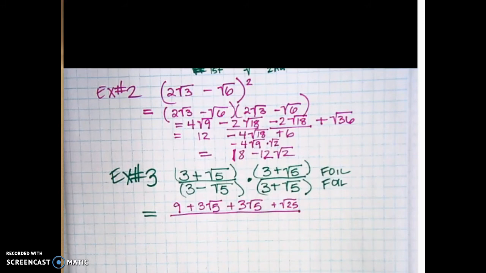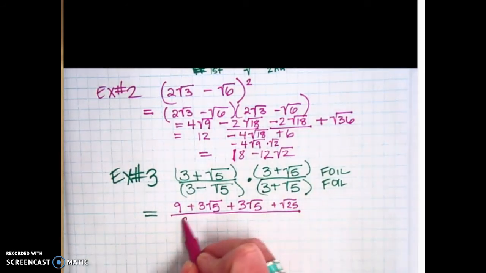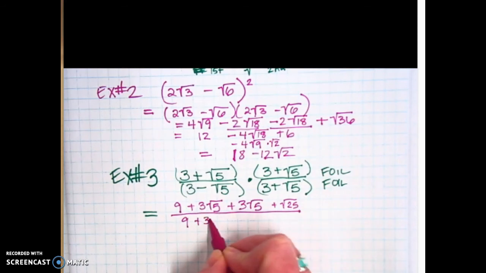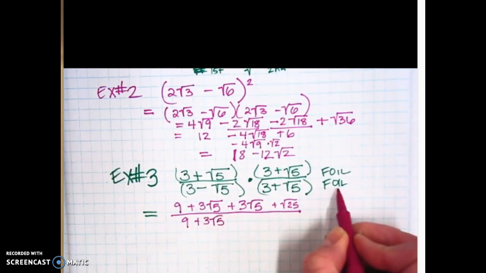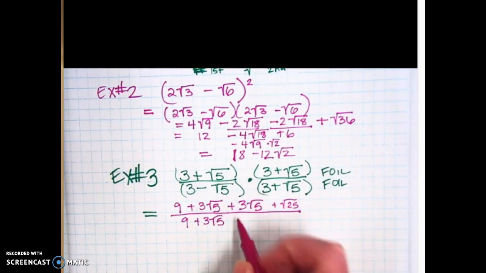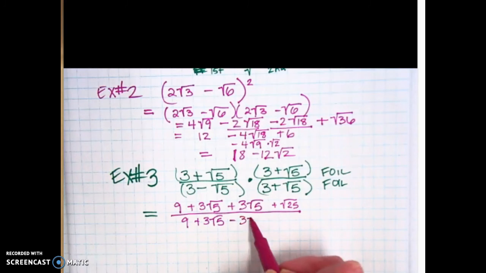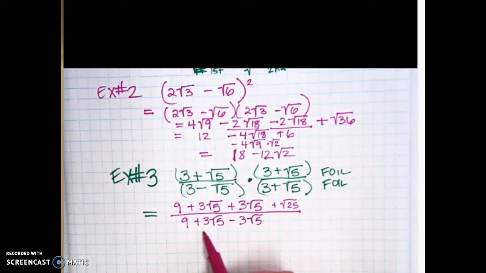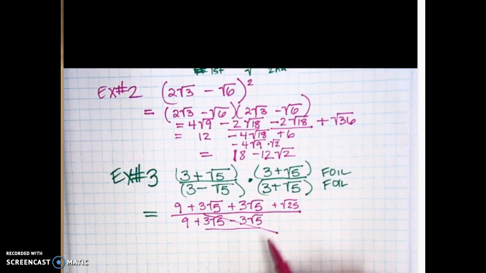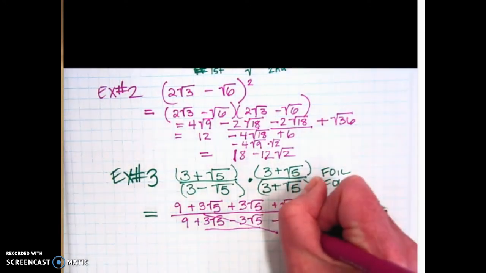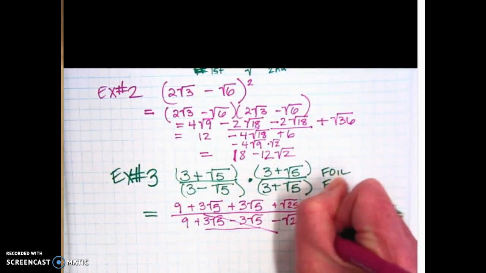Now let's FOIL the denominator. So first, 3 times 3 is 9. Outside, 3 times rad 5 is plus 3 rad 5. Inside, negative rad 5 times 3 is negative 3 rad 5. You can see that these two are opposites, right? And then L is for last. So negative rad 5 times positive rad 5 is minus the square root of 25.